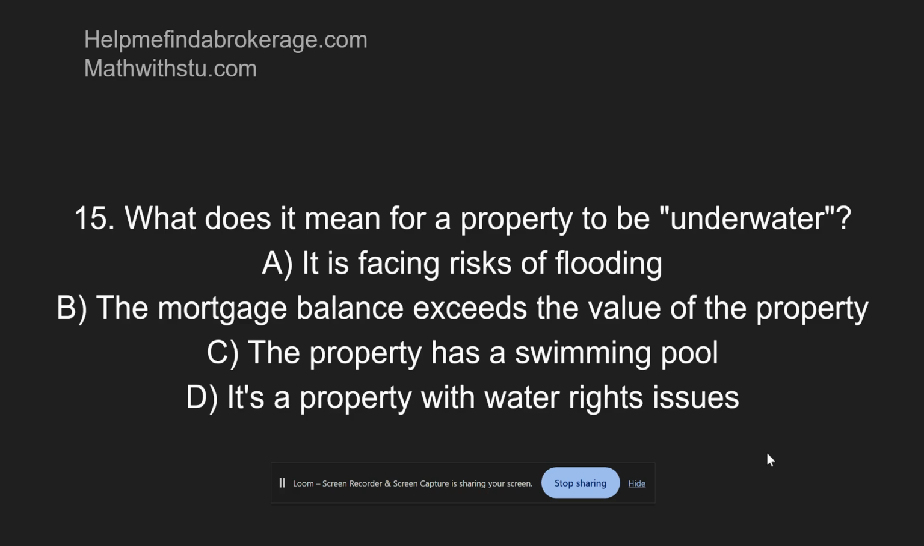We're on number 15 now, and you guys are doing great. So this one says, what does it mean for a property to be underwater? A, it is facing the risk of flooding. B, the mortgage balance exceeds the value of the property. C, the property has a swimming pool. Ooh. Or D, it is a property with water rights issues. So what say you on this one?